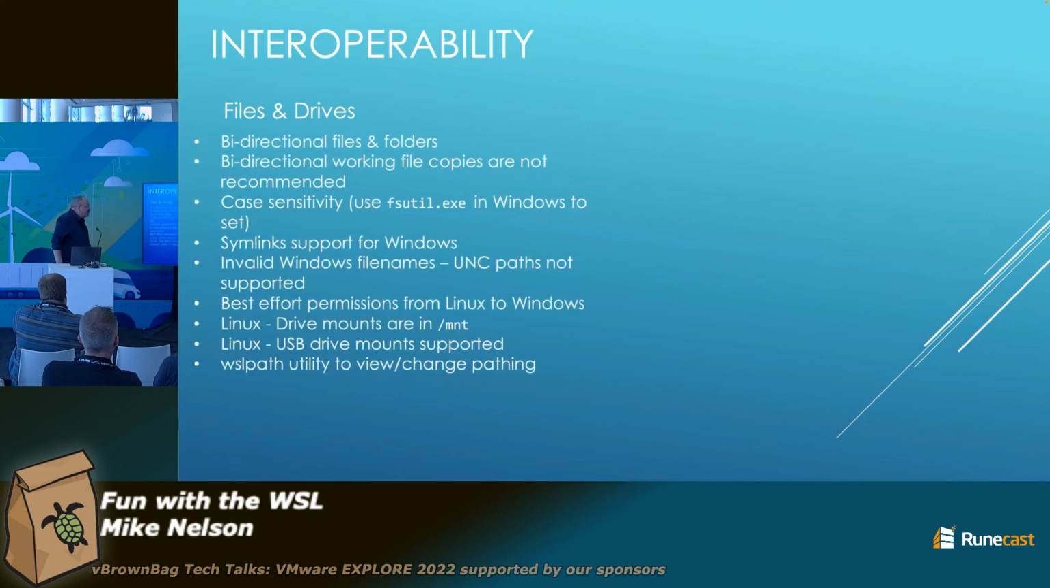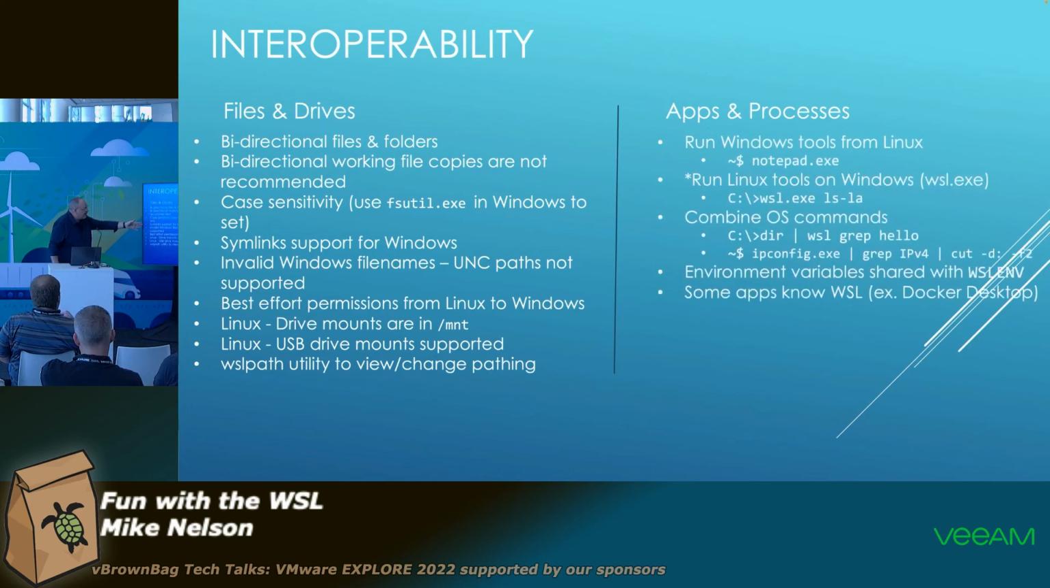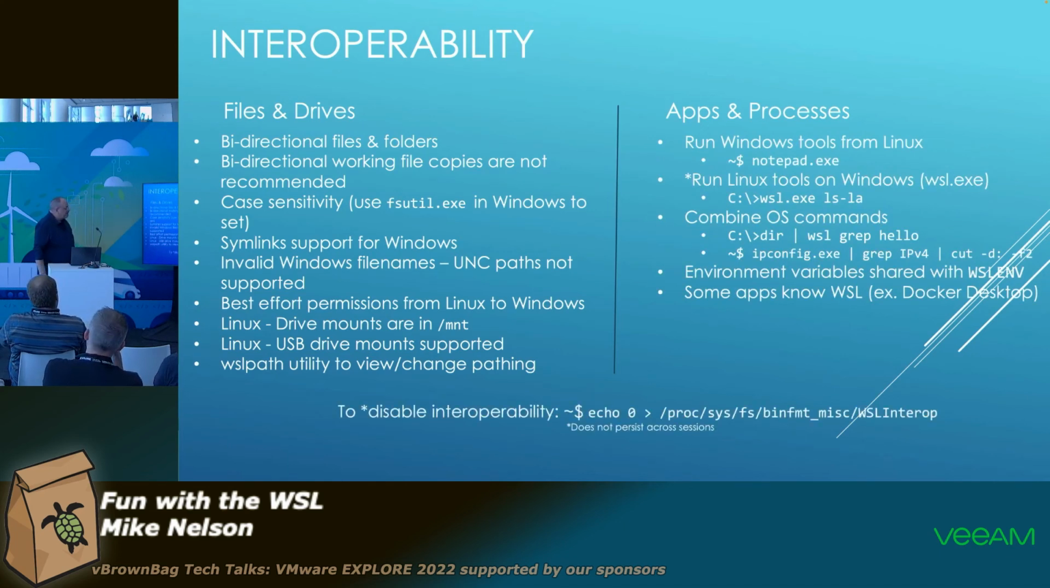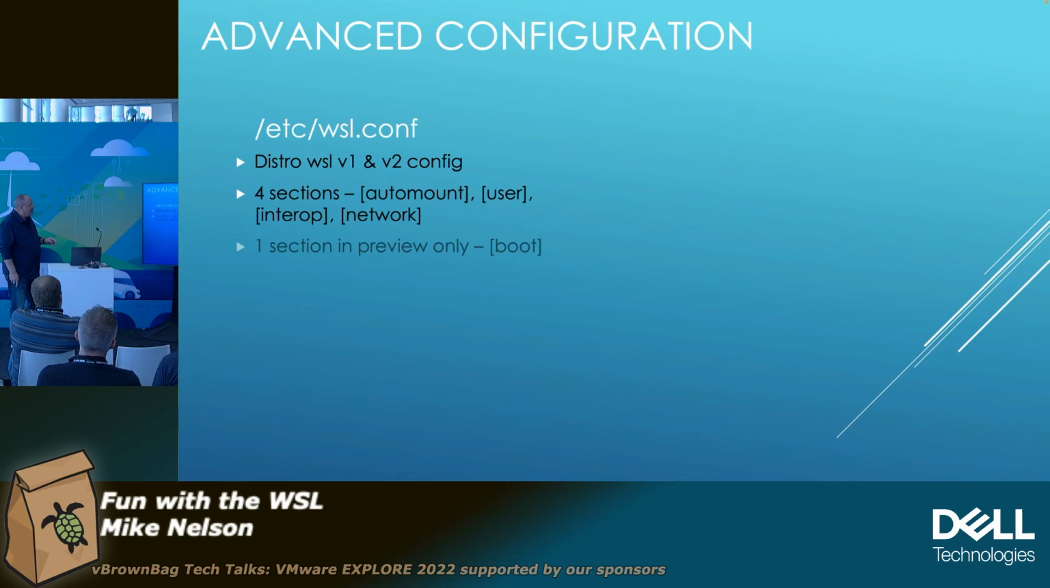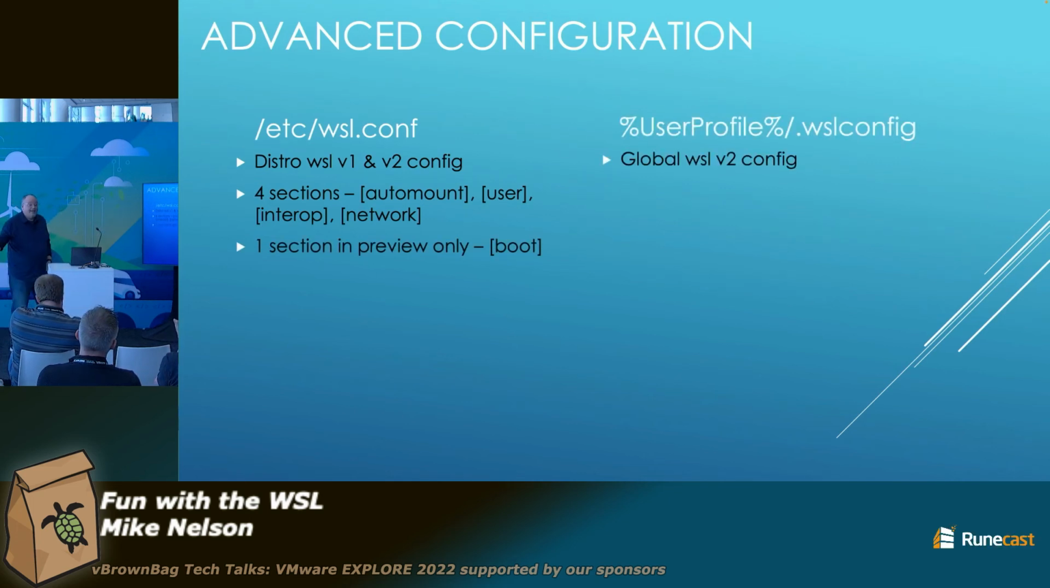Interoperability, files and drives. Again, everything that goes into it between the two, same with apps and processes. Interoperability you can disable. Sometimes you don't want the two to talk to each other, okay? So you might want to disable it. And then we get into advanced configuration. There's a couple different files you can do to change, like RAM. You want to start with 4 gig? No, I want to go to 8 gig. You can change that. So your Linux distributions have more RAM, more networking, even sound, things like that.